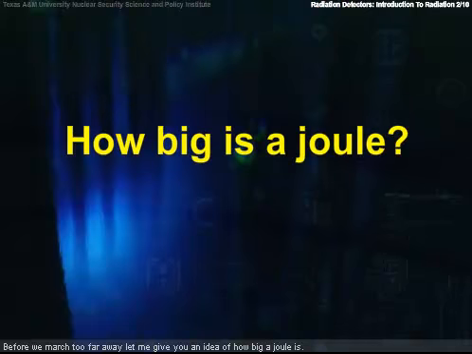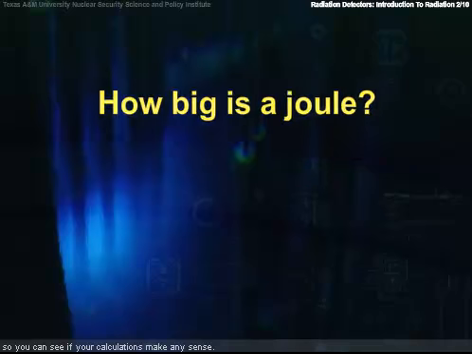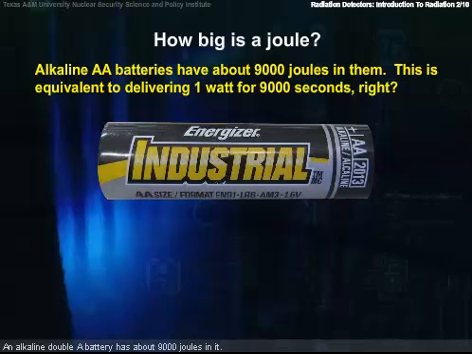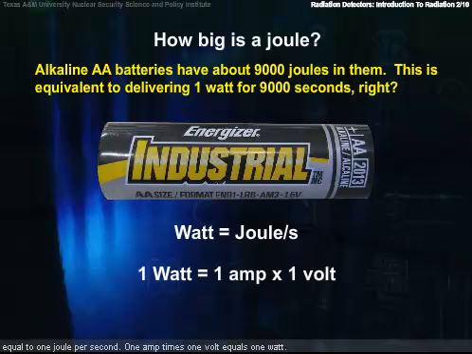Before we march too far away, let me try and give you an idea of how big a joule is. It helps a lot to have some mental idea of how big things are, so you can see if your calculations make any sense. An alkaline AA battery has about 9,000 joules in it. This is equivalent to delivering 1 watt for 9,000 seconds, right? A watt is a unit of power equal to 1 joule per second. 1 amp times 1 volt equals 1 watt.